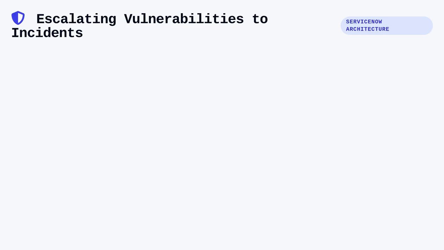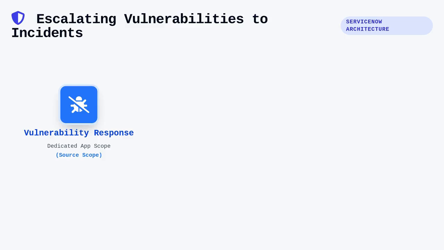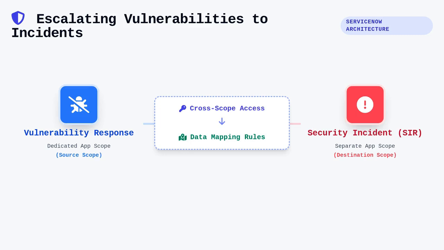When we approach the challenge of escalating a vulnerable item to a formal security incident, we must first consider the boundaries of the ServiceNow application scopes. Vulnerability response operates within its own dedicated scope, while security incident response, or SIR, resides in another. This architectural separation enforces security by default, meaning that a direct cross-scope update is not permitted without explicit application cross-scope access records. To facilitate this data transfer, we utilize cross-scope data mapping rules that define exactly which fields from the vulnerable item should be populated into the corresponding fields on the security incident record.